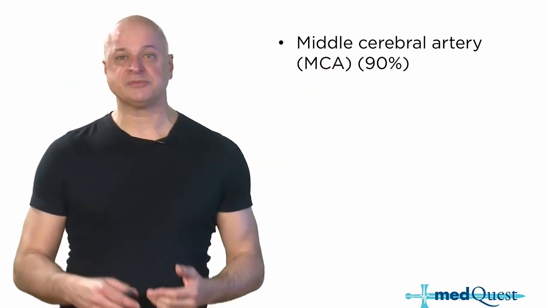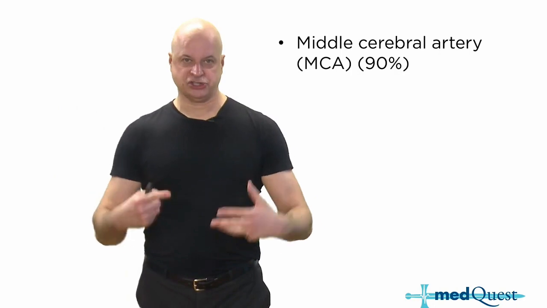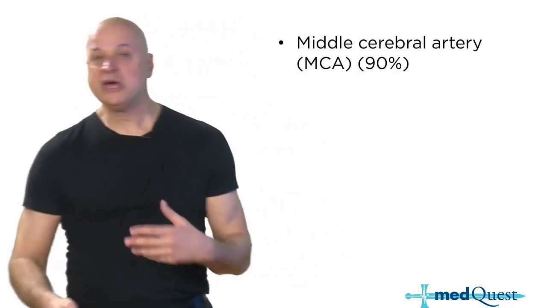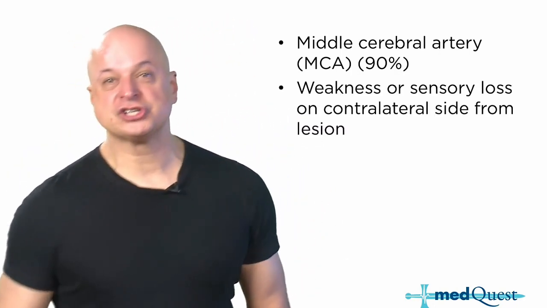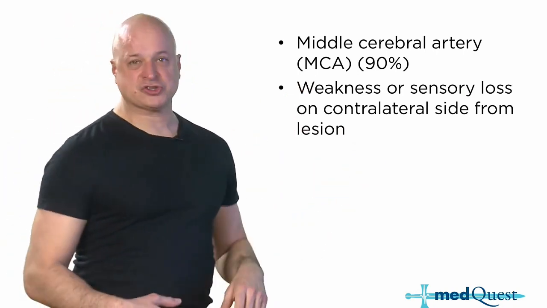Middle cerebral artery is most strokes simply for one very straightforward reason, because it's the largest artery. It's the largest amount of flow. So it's logical that that's where most of the strokes go. Where the largest amount of flow, that's where the strokes go.